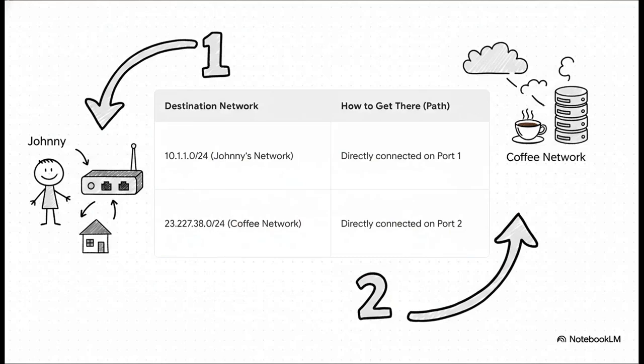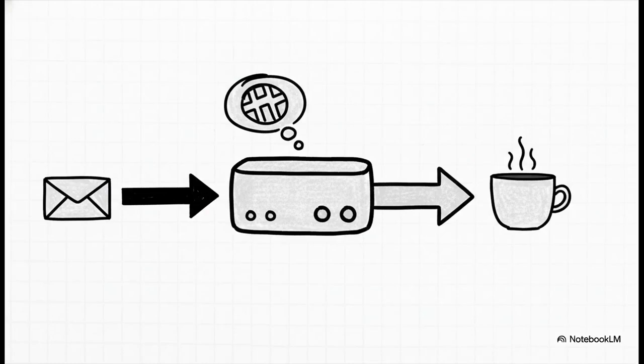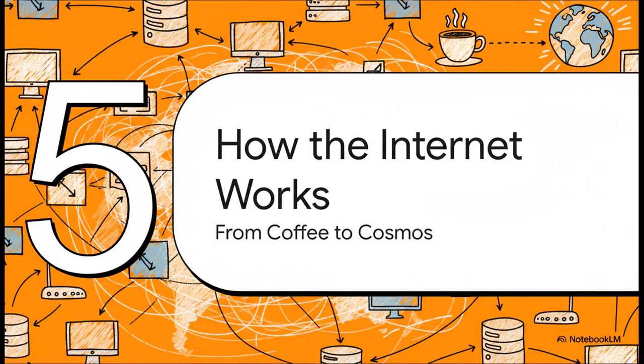And this is the router's map. It's called a routing table. And for our example, it's incredibly simple. It just says, for any address in Johnny's neighborhood, send it out port 1. And for any address in the coffee server's neighborhood, send it out port 2. That's it. So the router just looks at its little map, sees the coffee server's IP address belongs to the network out on port 2, and it just forwards the packet out that port. It sends it on the next step of its journey. That is its entire job. Simple, right?